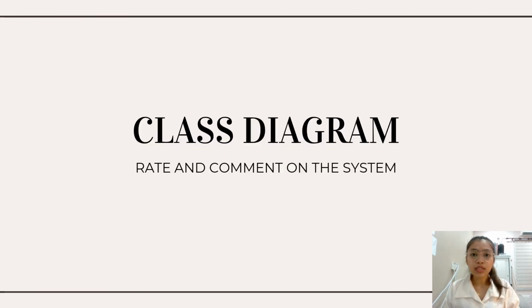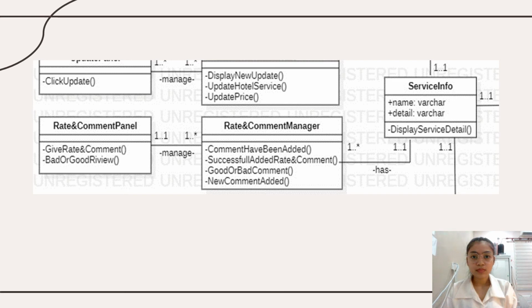Lastly, I will explain about the class diagram of read and comment on the system. The boundary is read and comment panel with operations give read and comment and bad or good review.